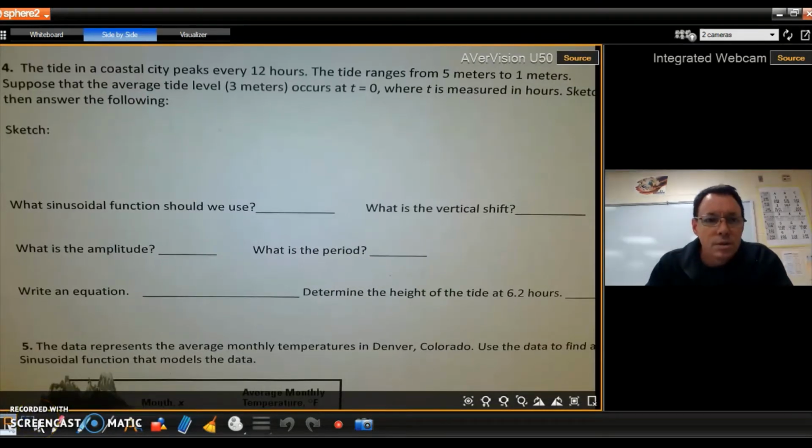All right, so what we're going to do is take that information about how to take a graph and create an equation out of it, and we're going to look at some word problems. Okay, so look at the next example.